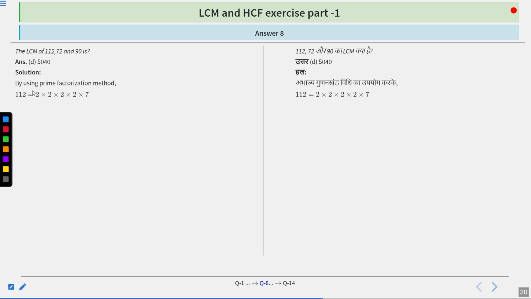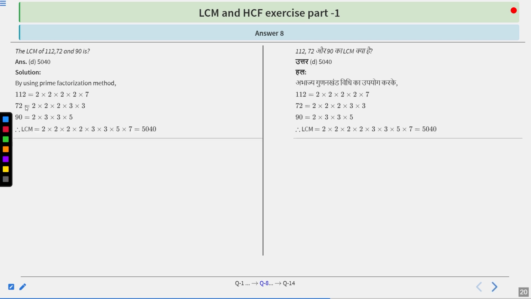Now, we are going to use the prime factorization method. So 112, the factors can be written as 2 into 2 into 2 into 2 into 7. That is equal to 112. 2 and 7 are prime numbers. That is why we have written prime factorization. It means we will find the factors of 112, but all the factors should be prime numbers. Then 72, the prime factors are 2 into 2 into 2 into 3 into 3. And the prime factors of 90 are 2 into 3 into 3 into 5.